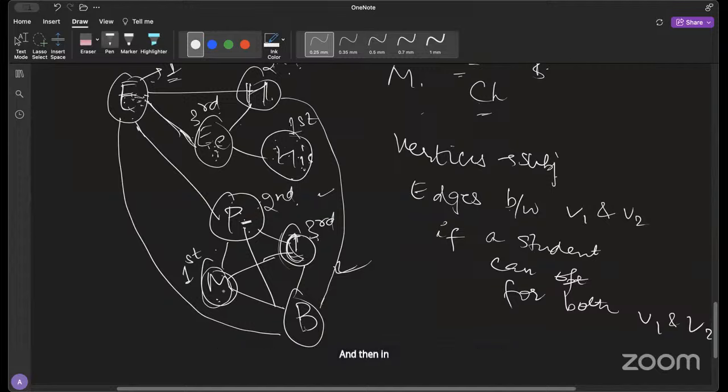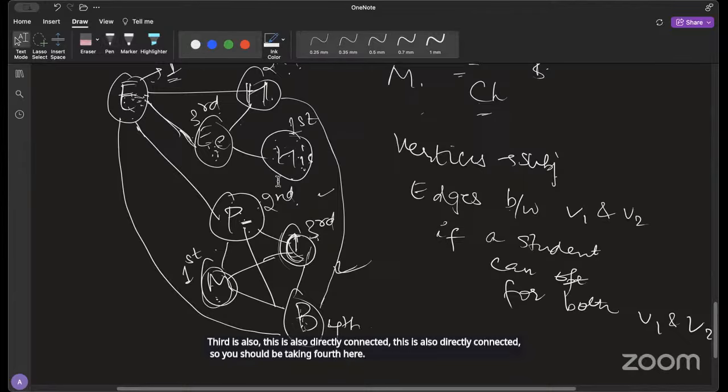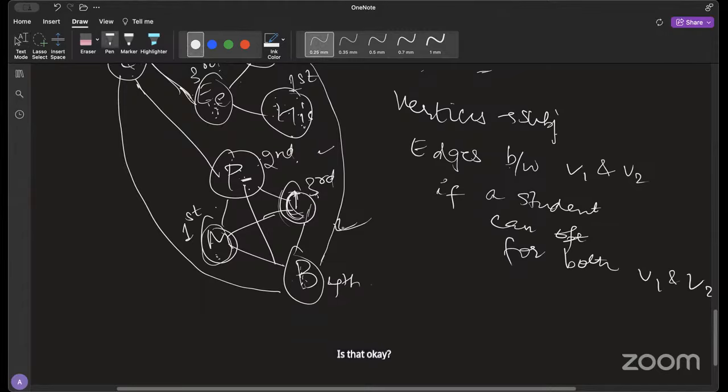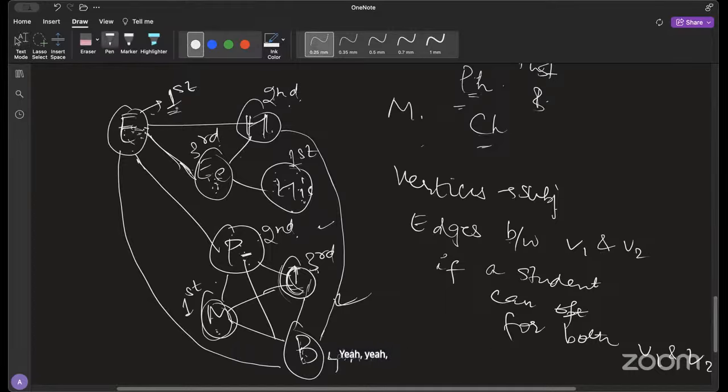And then in this one, you can't take first because it's directly connected to B. Third is also directly connected. This is also directly connected. So you should be taking fourth here. Is that okay? Ma'am, can we say that this first, second, third, fourth are colors? Yeah, these are colors only.